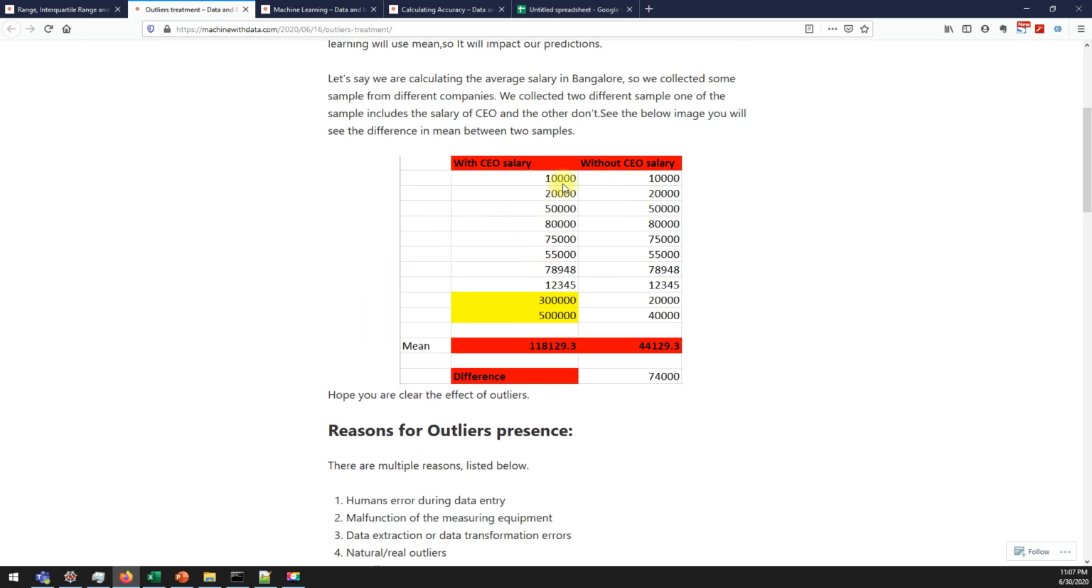So this is the salary with CEO. I have decent salaries, but all of a sudden there are two values, where I added the CEO salaries, which are somewhere around 3 crores, 30 lakhs. If you see the mean, it's very big. And I have another list of salaries where I didn't include the CEO values. Did you see the mean? Here the mean is almost 11 lakhs, and here the mean is 44,000. See the difference. I have two outliers, and just because of these two outliers, see how much my mean is affected.